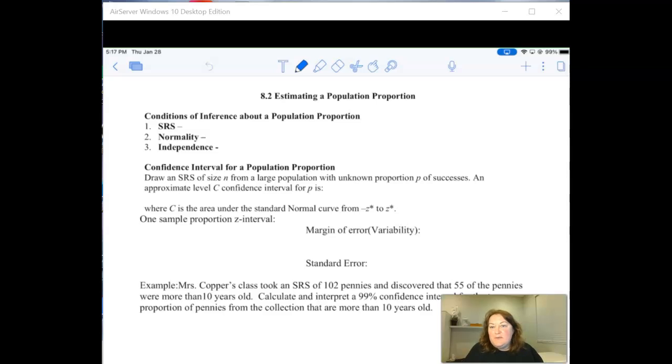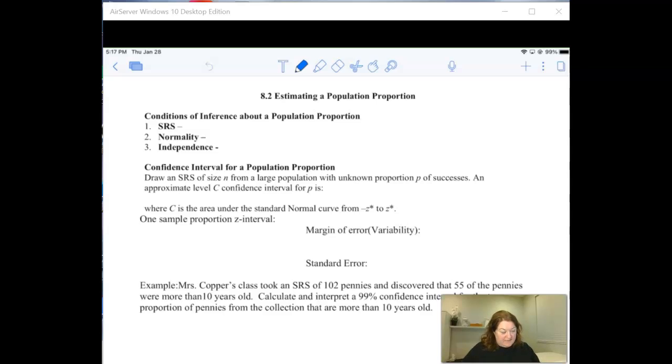Stats, this is notes for 8.2. We're going to be working with confidence intervals with proportions today. So we are still looking at those three main conditions before we do anything with a population proportion.